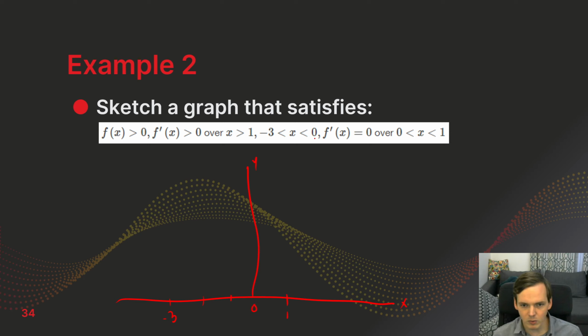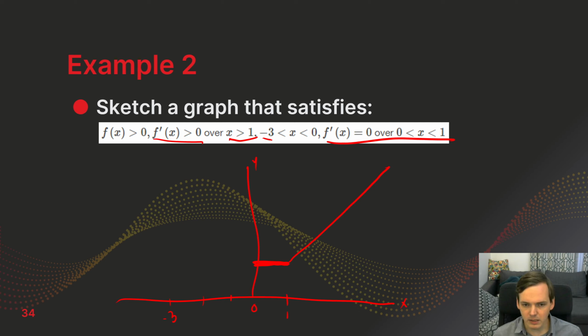So from 0 to 1, we know that the derivative is 0. So I'm going to sketch that like this, a flat line. So that's taking care of this right here, that the derivative is 0. When x is greater than 1, the derivative is greater than 0. So that means we can have something like that.